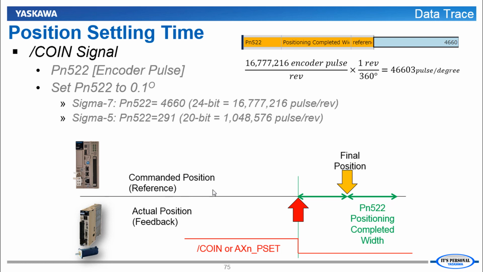So if you look at this graphic at the bottom, coin is telling you when the motor's feedback position is within plus or minus the number of encoder counts in this parameter Pn522. The way it works in time is kind of like this animation.